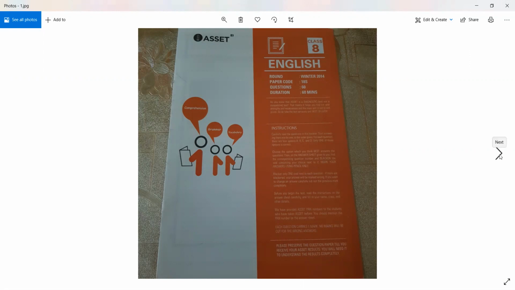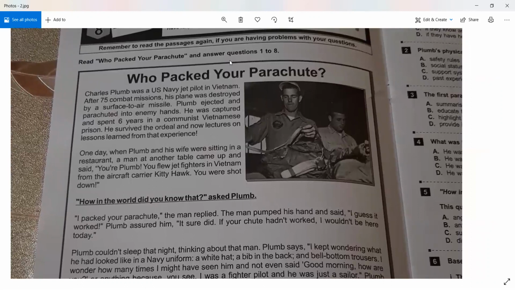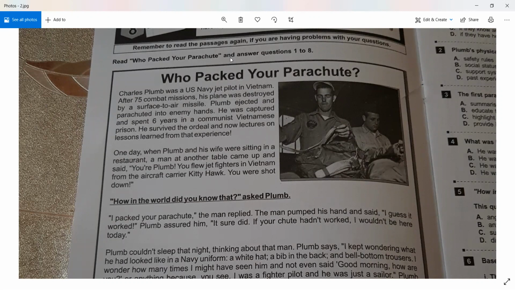As a practice, the ASSET paper should be read by the students themselves. There should be no accommodation. So I will not be reading the question paper for you, but kindly make a note that the passage and the number of questions for the passage are labeled right on the top. I will be pointing out as you are reading.